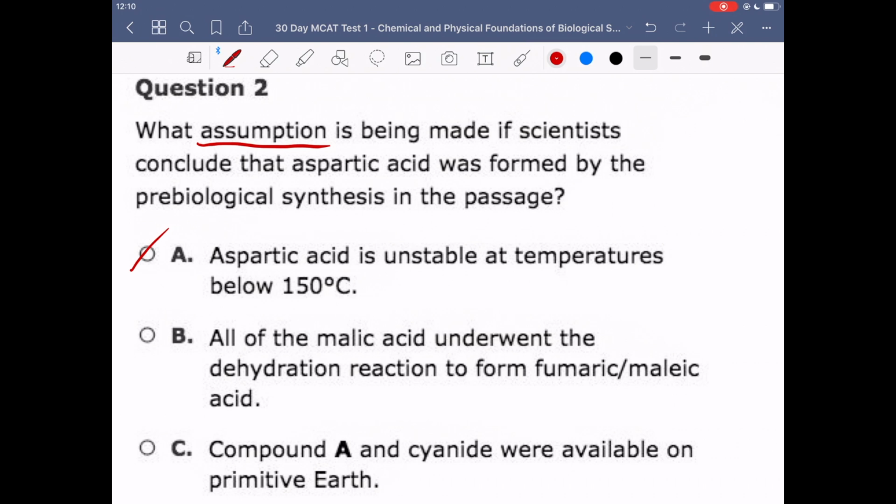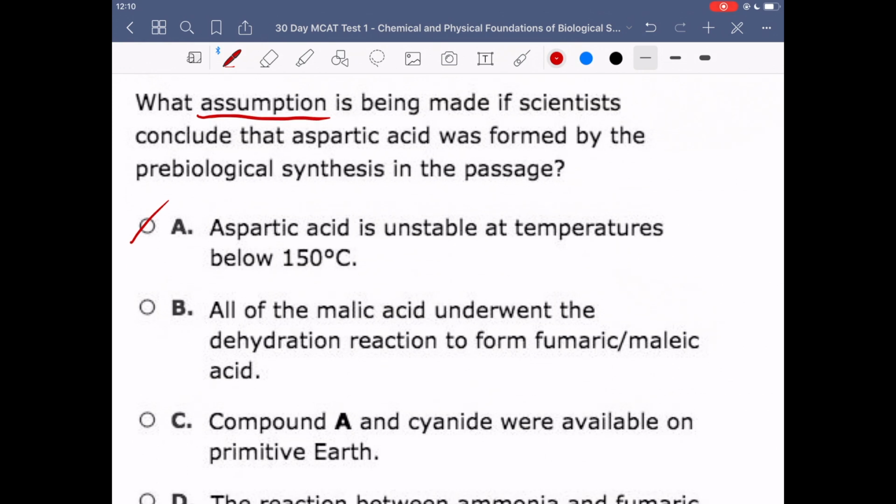No, they're not saying that aspartic acid is unstable at temperatures below 150 degrees, because aspartic acid is a pretty common amino acid. Just from your knowledge of amino acids, you should know that it exists in us. And our body temperature is around 37 degrees Celsius. And so aspartic acid is definitely stable at temperatures below 150 degrees Celsius. They just use that temperature to simulate the temperature of primitive Earth.